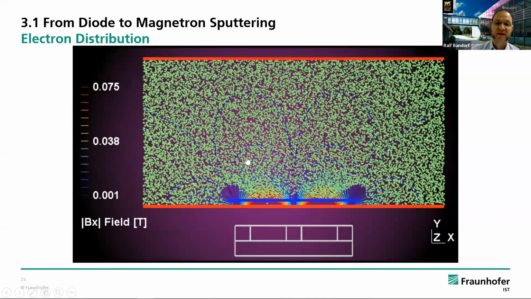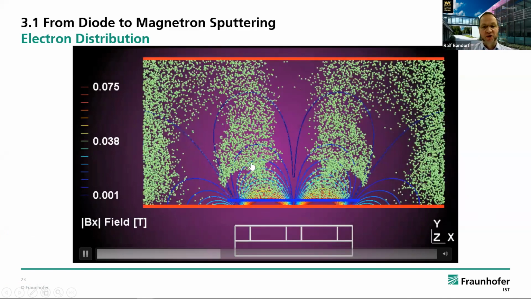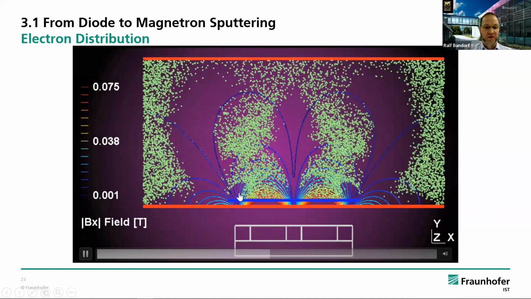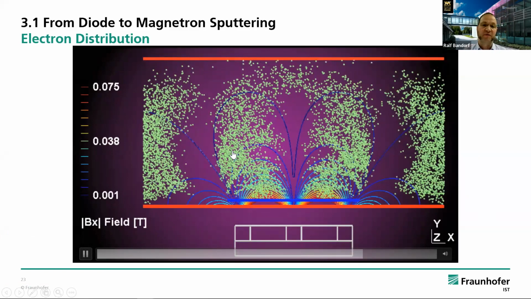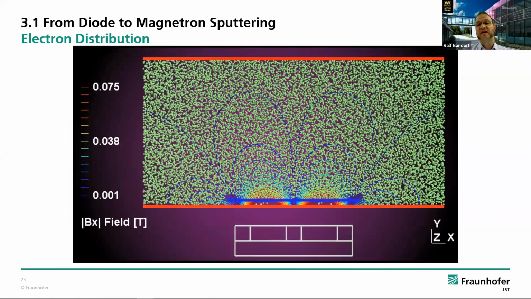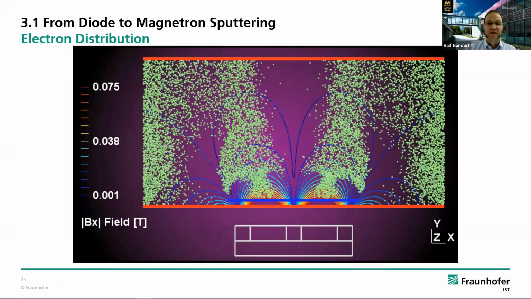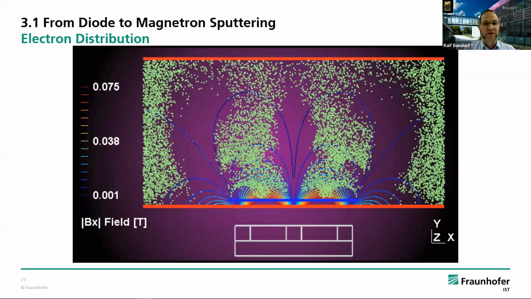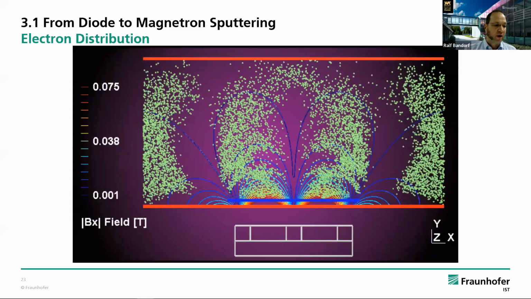What you can see is the electrons, some of them can escape, but the others are captured on the field lines and they start oscillating and following the magnetic field lines in front of the target, increasing the electron density, increasing the plasma density finally, and this will lead to an enhanced sputtering yield and enhanced deposition rate for our coating.